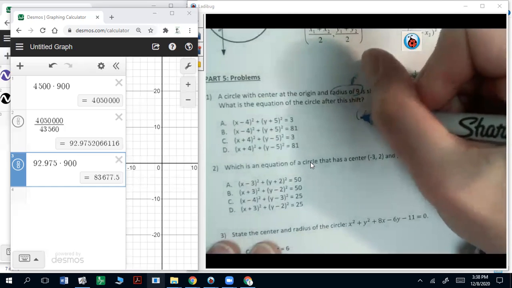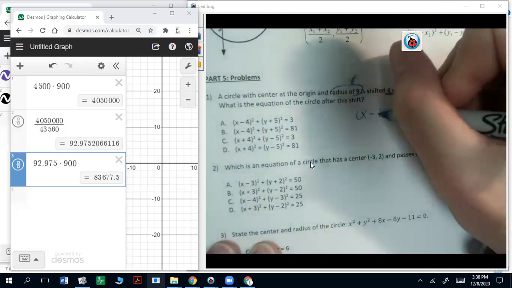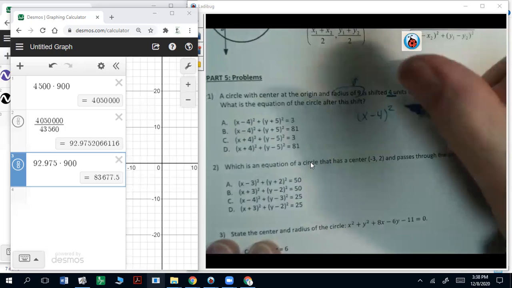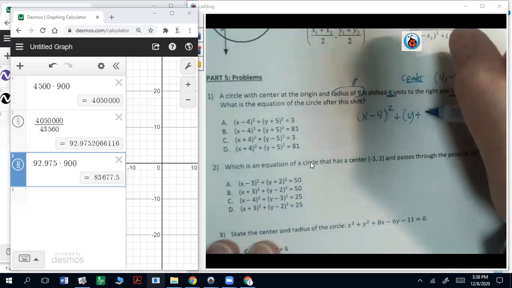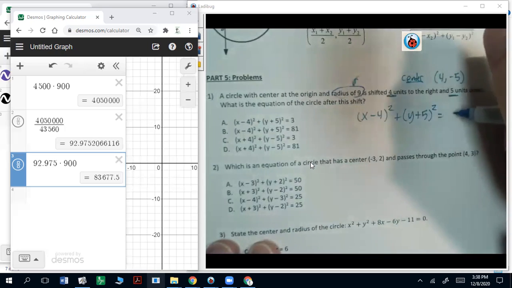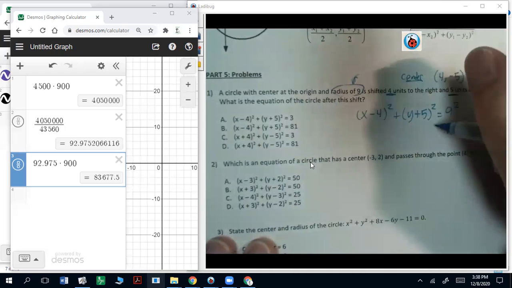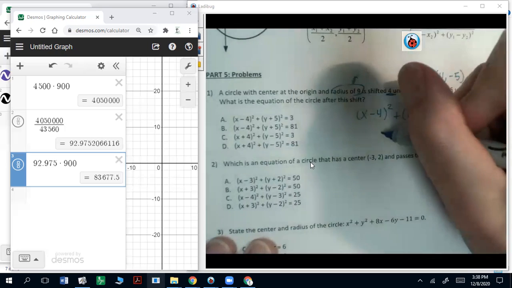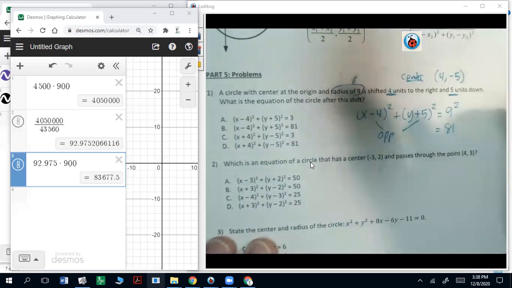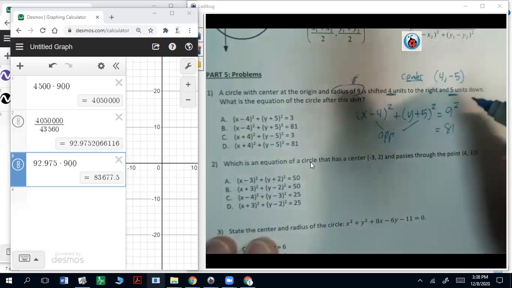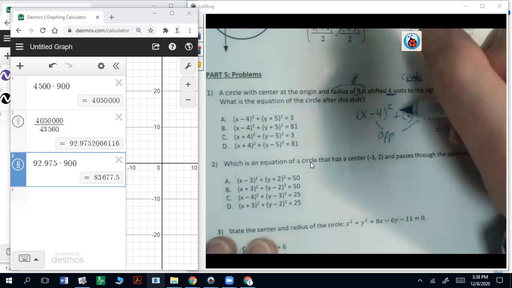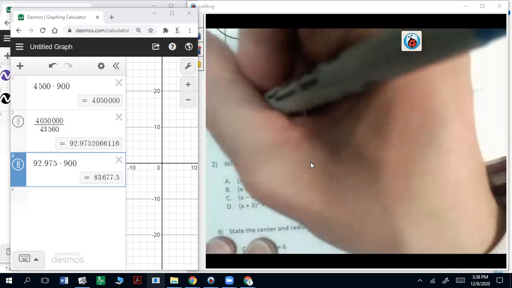So what you're going to do is say (x - 4) squared plus (y + 5) squared equals 9 squared. Always square the radius. So 9 squared is 81. Remember, these are opposite of the center. So it's going to be (x - 4) squared plus (y + 5) squared equals 81.